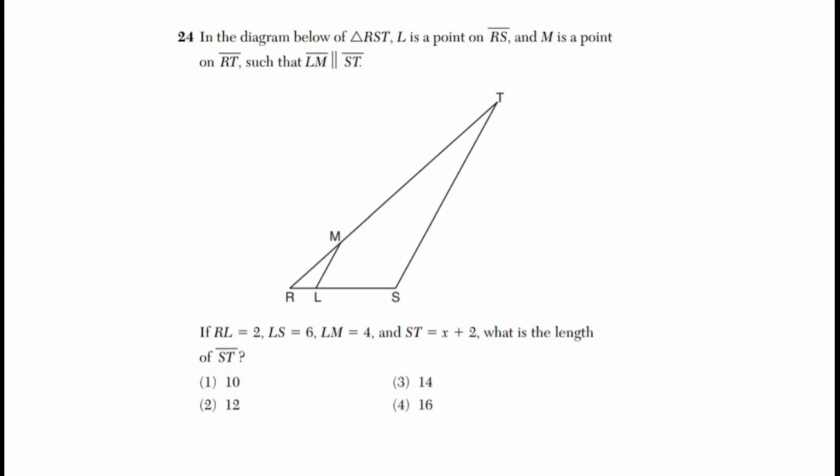All right, the last problem. So for this one, they make this look just really weird looking, but ironically, it's actually not too bad when you start to draw some stuff out. So we have this large triangle, and we have these points drawn in such a way that LM and ST, those two line segments, are parallel. That's going to be super important.